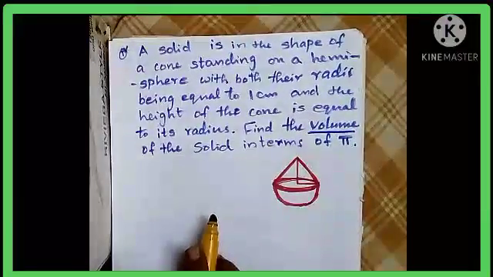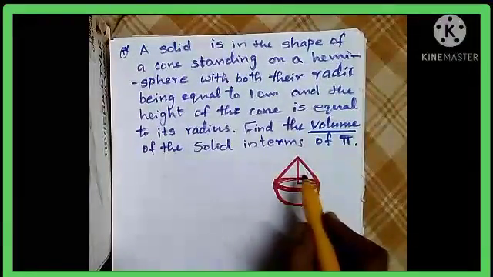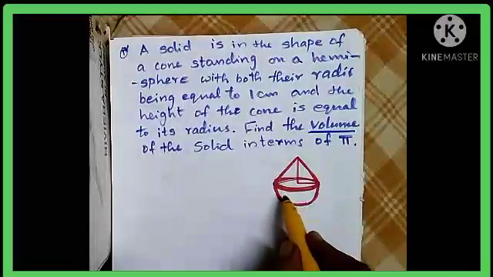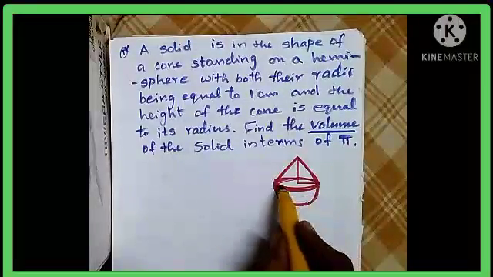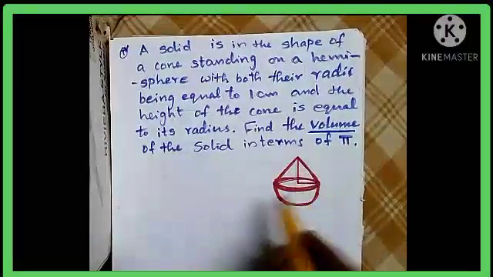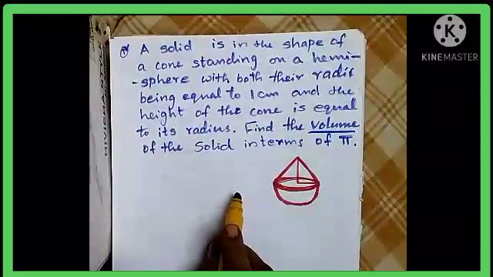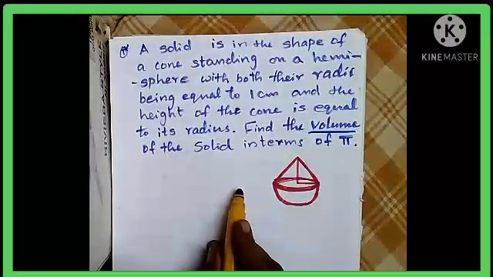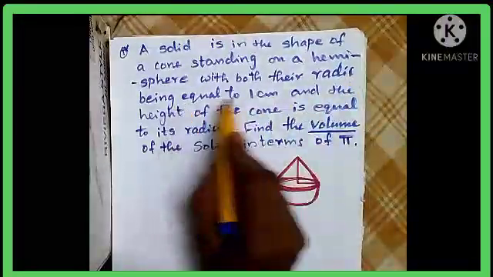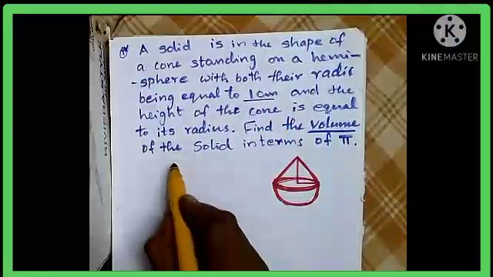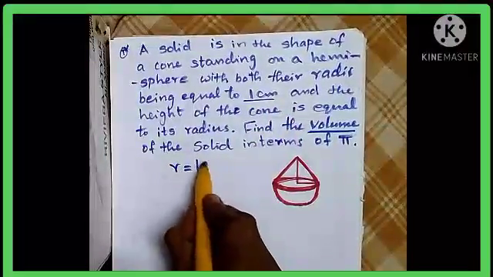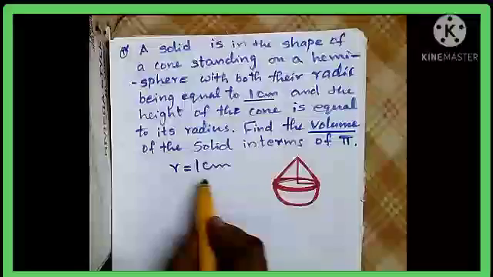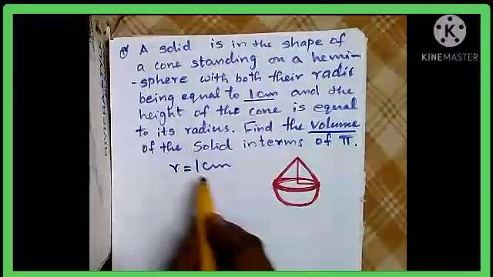So here the solid is given in the shape of a cone which is standing on a hemisphere. So a hemisphere, above that a cone. Now here you can see one measure is given. Both their radii being equal to 1 centimeter. So radius of the cone is 1 centimeter, and radius of the hemisphere is also 1 centimeter.